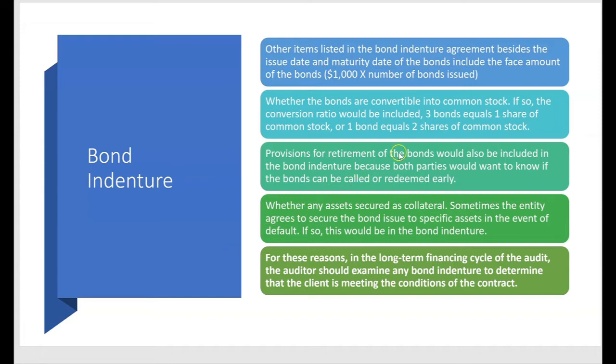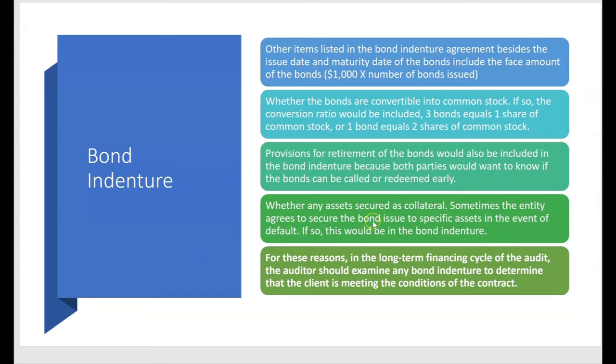If it was convertible bonds, the conversion ratio would be in the bond indenture. Maybe it takes 3 bonds to convert into 1 share of common stock. Or maybe 1 bond can be converted into 2 shares of common stock. It would all be in the bond indenture, whatever the conversion ratio is. What else would be in the bond indenture agreement? Provisions for retirement of the bonds, because both parties would want to know if the bonds can be called or redeemed early.